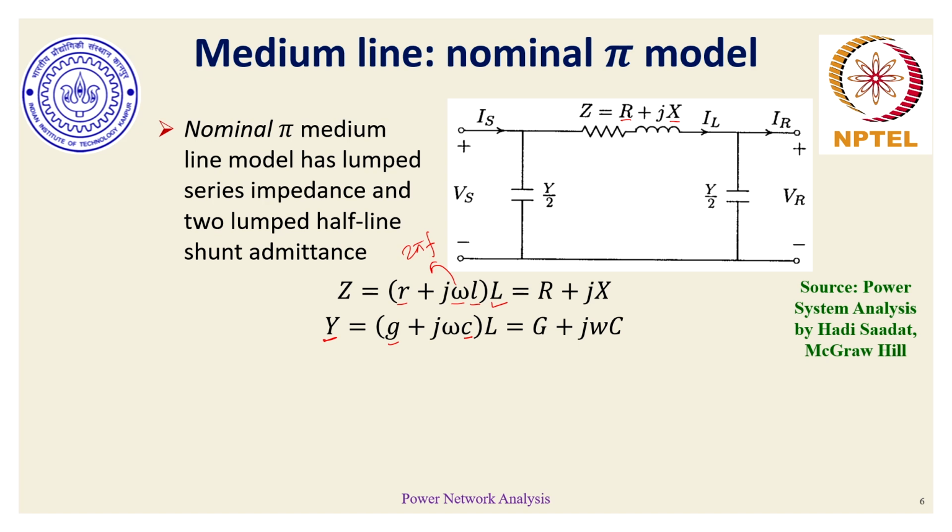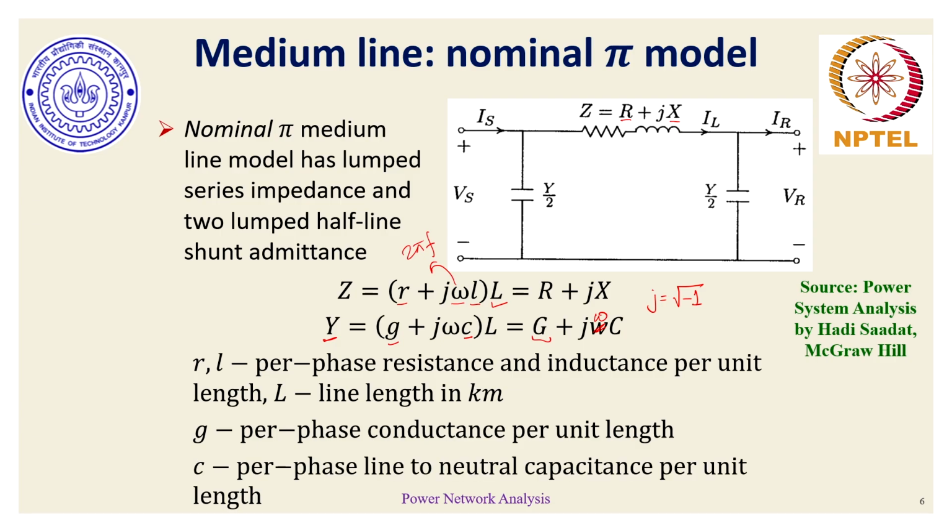Omega remains 2 pi f, and overall Y becomes capital G plus j omega C. There's a difference here: this is j omega C, not w, and j is the complex operator, which is the square root of -1. So if conductance is not to be considered, then we would consider small g to be 0, and in that context capital G would also be 0. Y would only be accounting for the overall line capacitance.